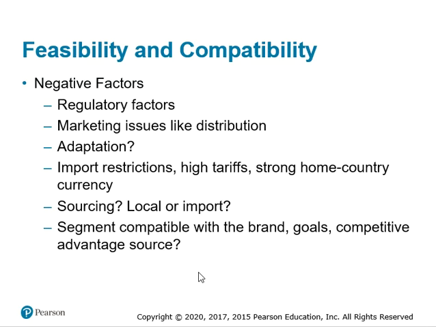What about import restrictions and tariffs or a strong home country currency? If they exist, they can drive the price up to the point where it cannot be sold. What about sourcing locally? Is that critical for success for your product? Sometimes it's critical to source at home as opposed to elsewhere in the region.